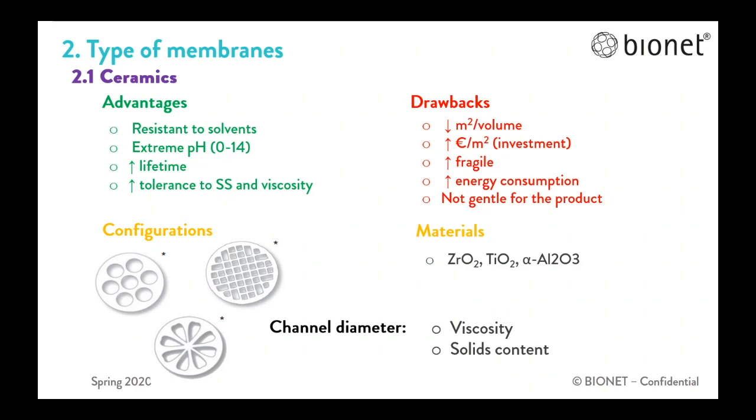The cost per square meter is high. They are fragile, their use implies high energy consumption, and they are not gentle with the product. Ceramics are multitubular modules. With more channels, there is more filtration area, but the number of channels and their diameter is determined by the viscosity and the content of solids of the raw solution. The main materials for these membranes are titanium dioxide and aluminum.